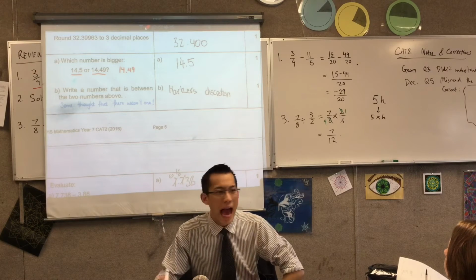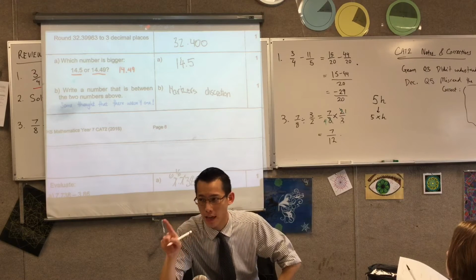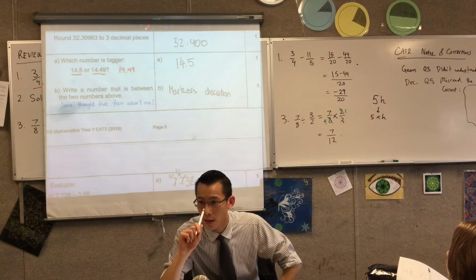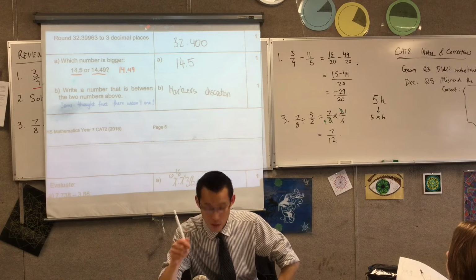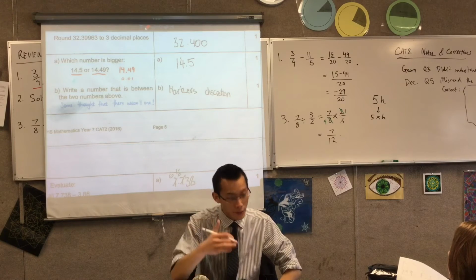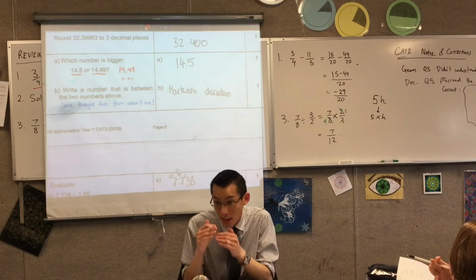14.49. How much do you have to add to it to get to 14.5? Think carefully. How much do you add to move up? Yeah. What do you reckon? 0.01. So if I added 0.01, it would get to 14.5. So all I need to do is just add something that's a little bit smaller.